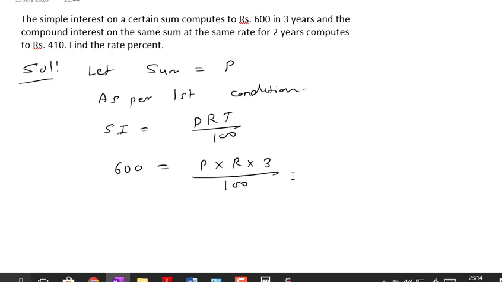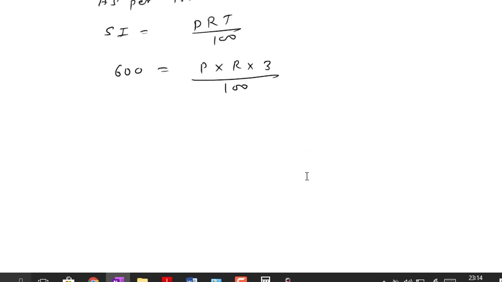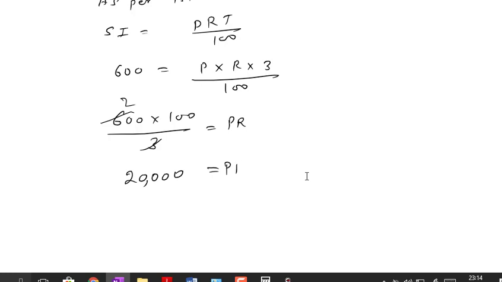We are getting the value of PR. So 600 into 100 divided by 3 is PR. So 3 2s are 6, 200 into 100 is 20,000. I will say the value of PR is 20,000.